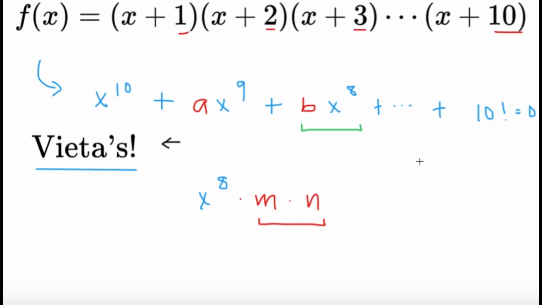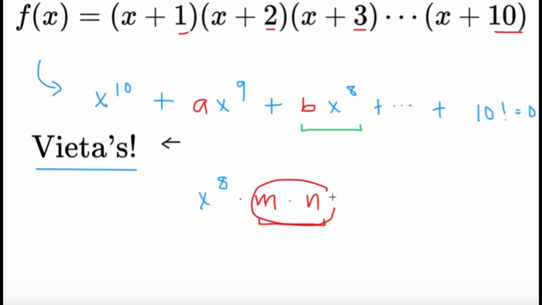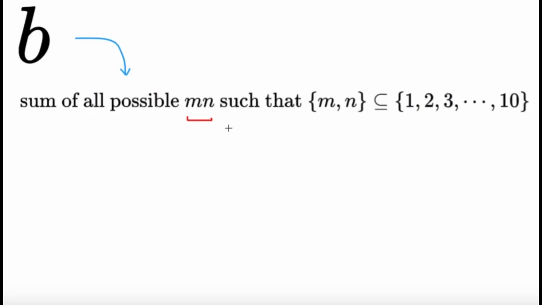So whether we think using Vieta's formula or by analyzing this one, if we expand this out, to get the value of b, essentially what we have to do is take the sum of all possible products mn, since we're taking the product of m and n here, such that we want all possible pairs m and n that come from 1 to 10. Again, no repeats, and order doesn't matter here. So we just want to have all possible pairs.